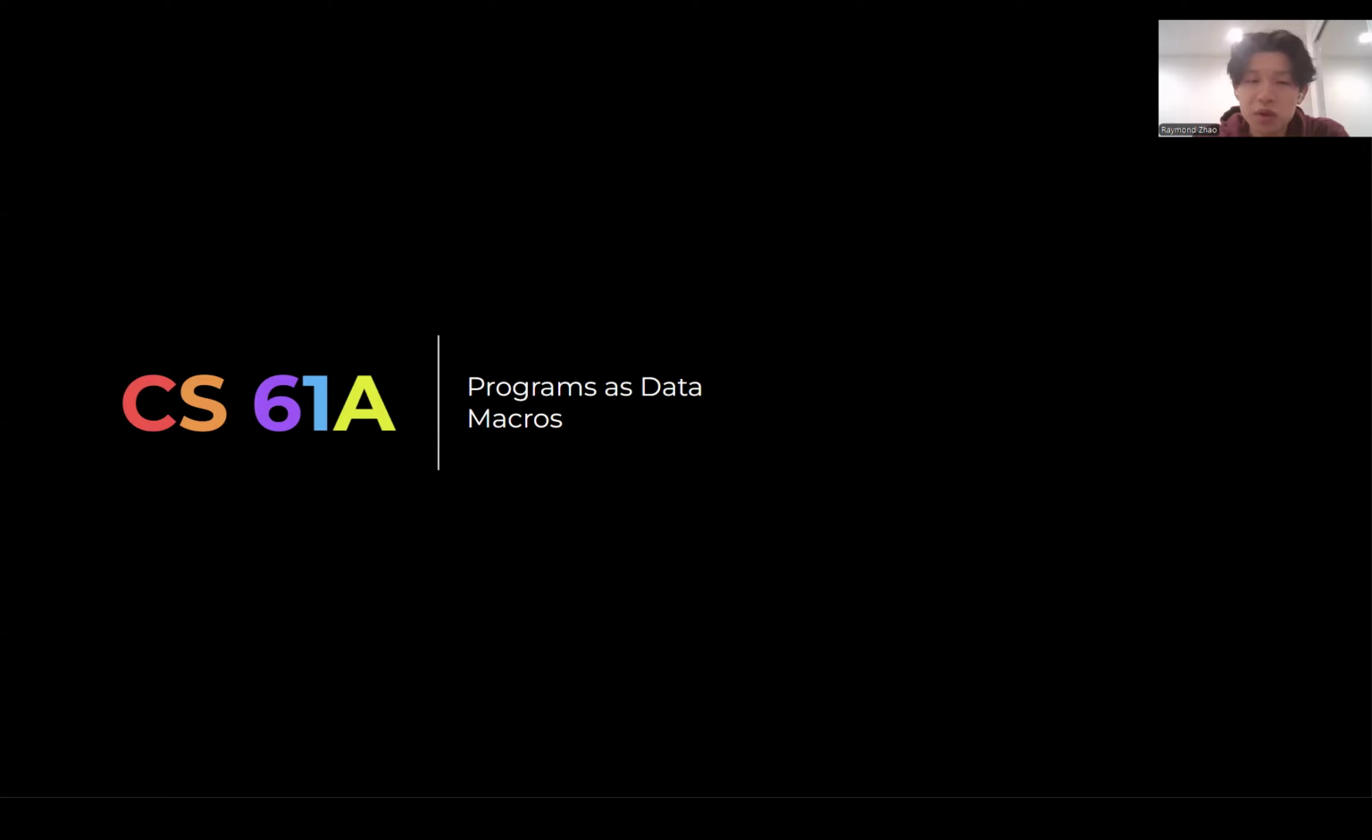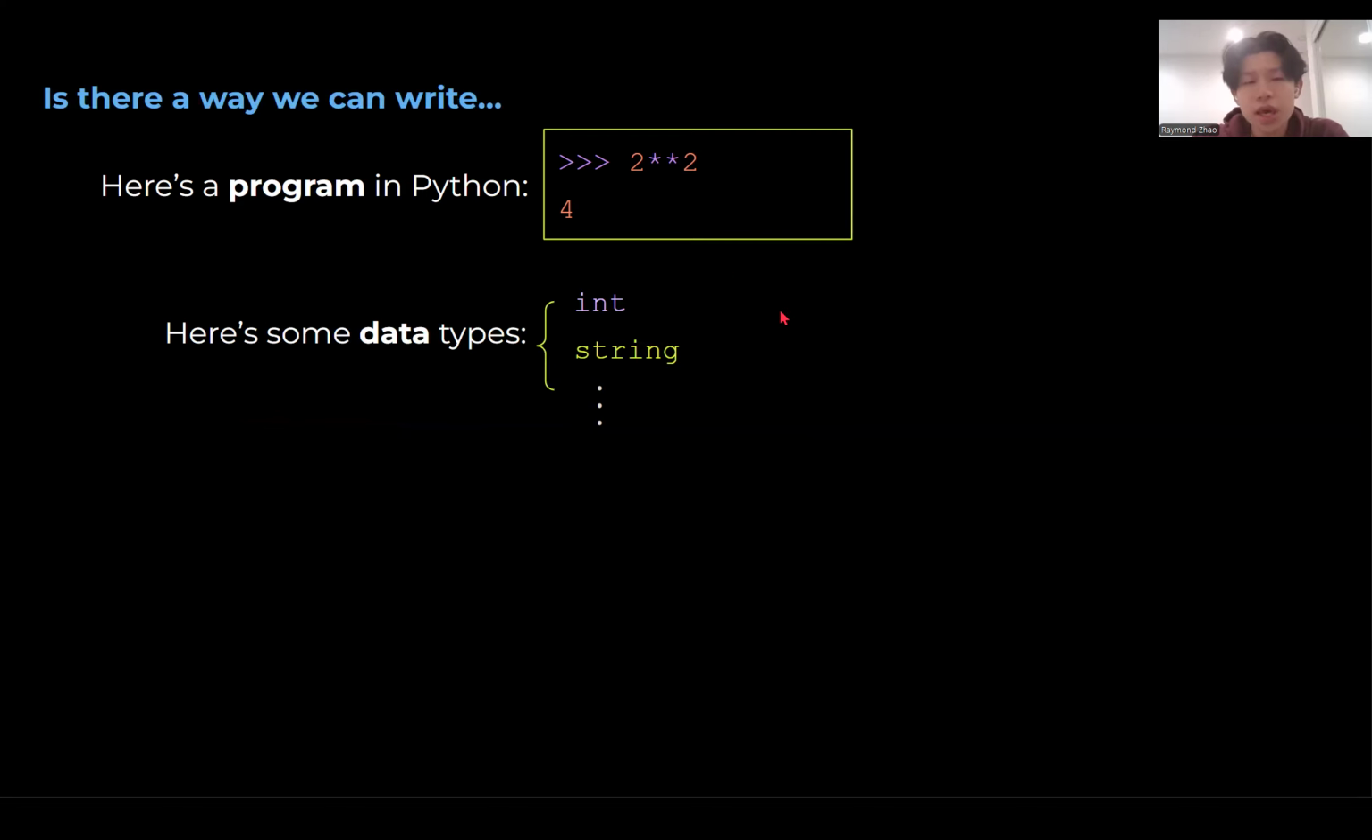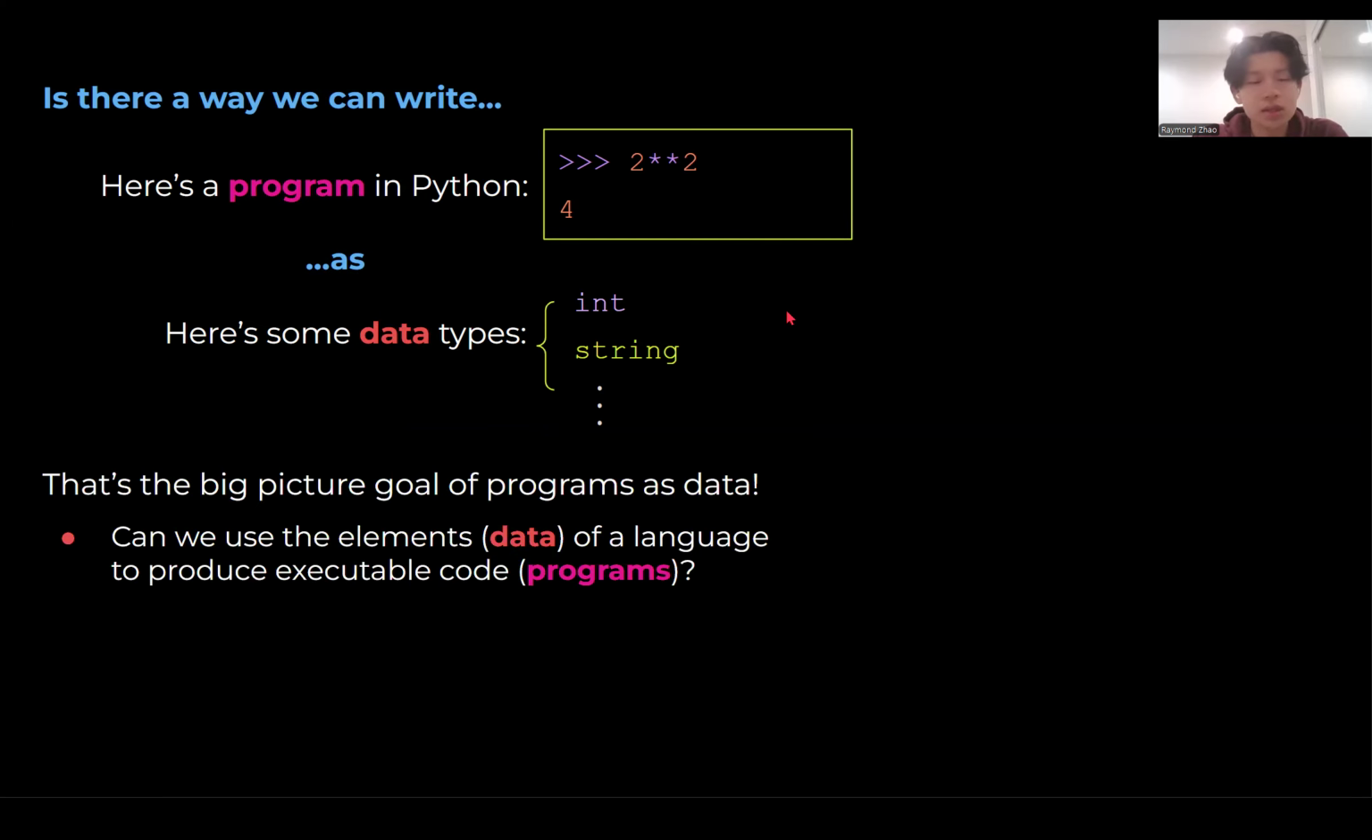The whole story starts with programs as data, and macros are really just a way to implement programs as data. So let's understand that first, and let's start in Python. Here is a program in Python. Here's some code that we can run, and here are some data types that we know for Python. We have numbers, strings, lists, and so on. The question is, can we write our program as a form of data? That's the big picture. Can we use the elements of our language, being the data, to produce executable code, to produce programs that we can run?